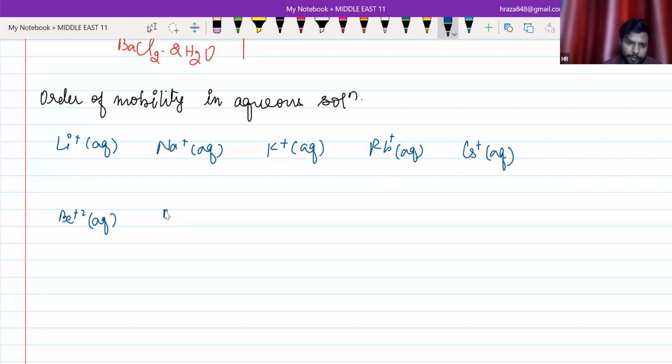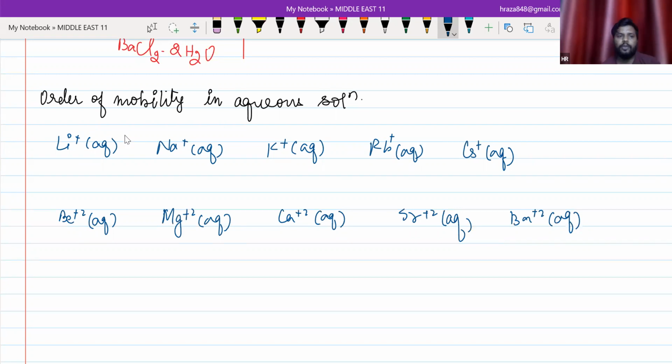And then magnesium plus 2 aqueous, and then calcium plus 2 aqueous, then strontium plus 2 aqueous, and then barium plus 2 aqueous. Can you arrange these in increasing or decreasing order of ionic mobility in aqueous solution? Do you know ionic mobility? What is mobility?